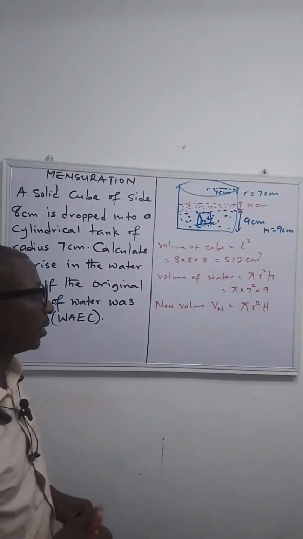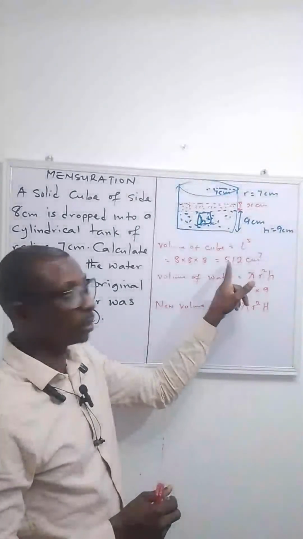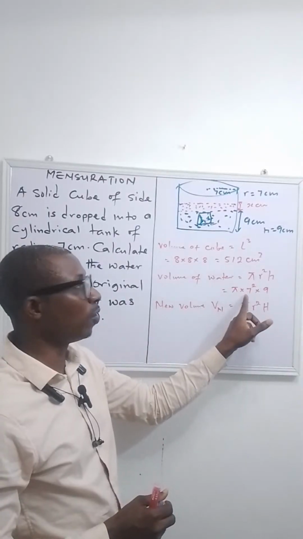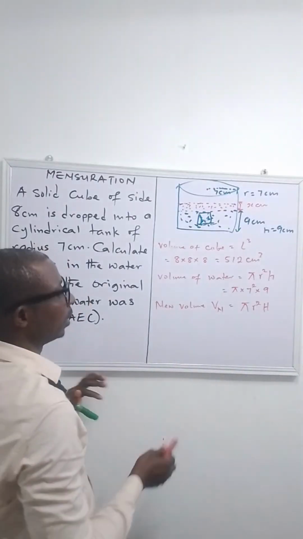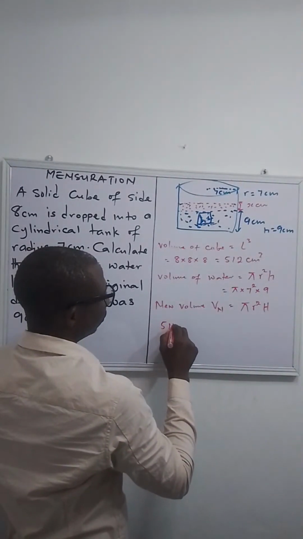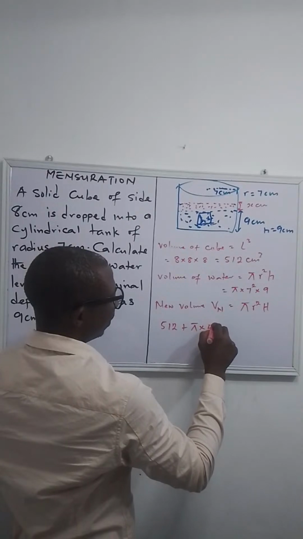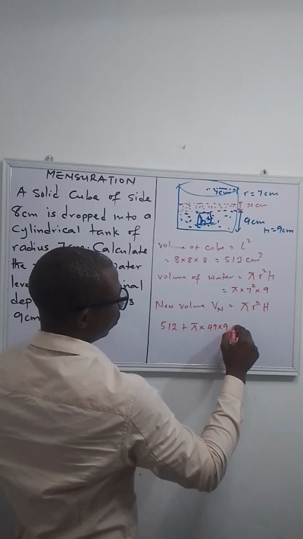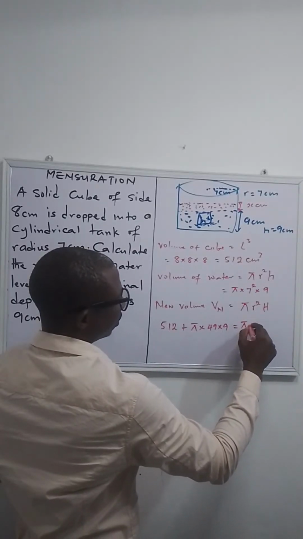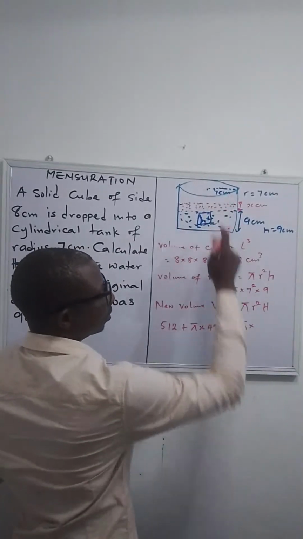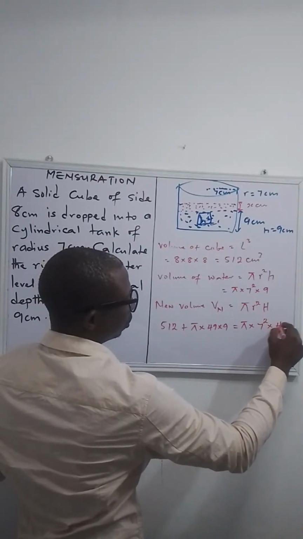So that is that. Now, the new volume is the same thing as the addition of the volume of the cube plus the volume of the water before the cube is dropped inside. So now we have 512 plus pi times 49 times 9 equals pi times, now look at what we have here, still the radius, that's going to be 7 square, times h. That's the new height.